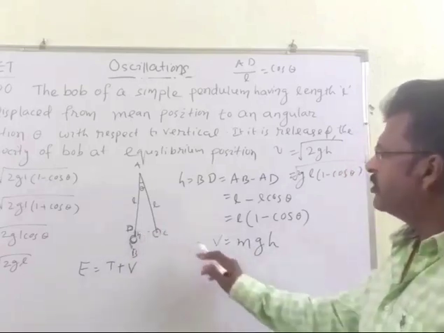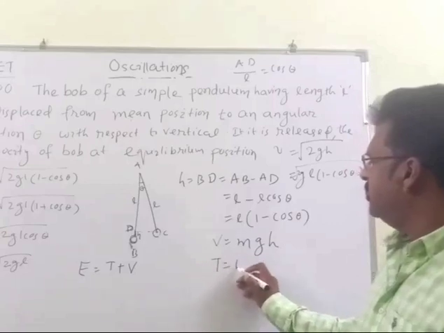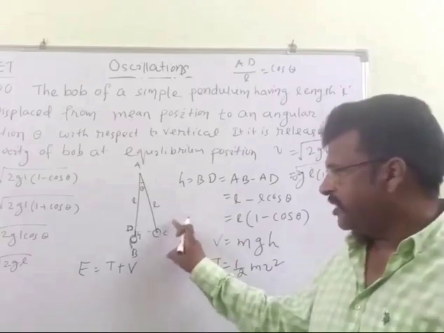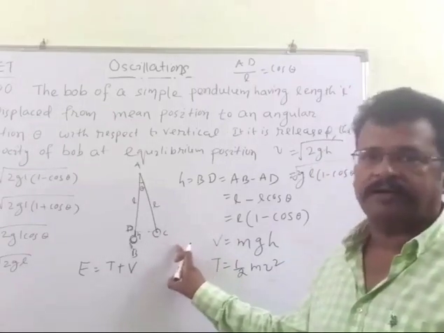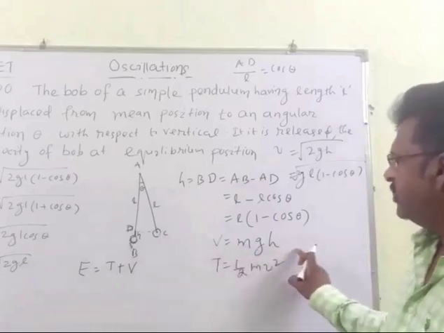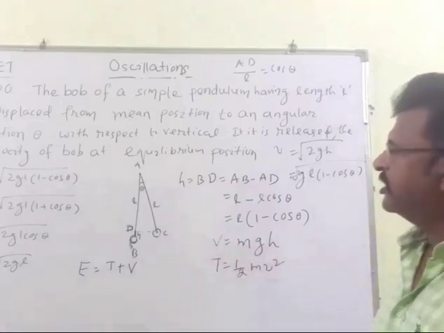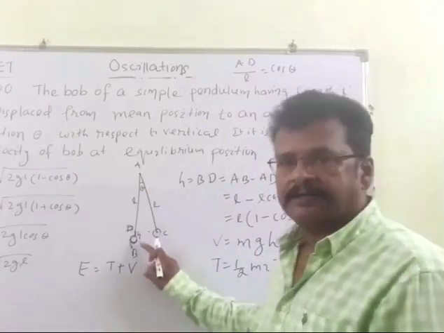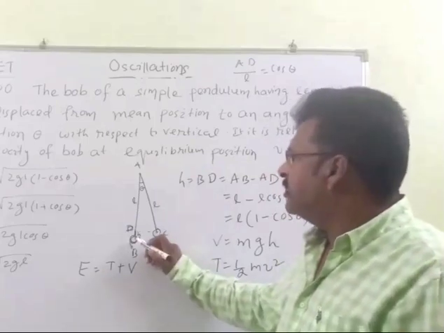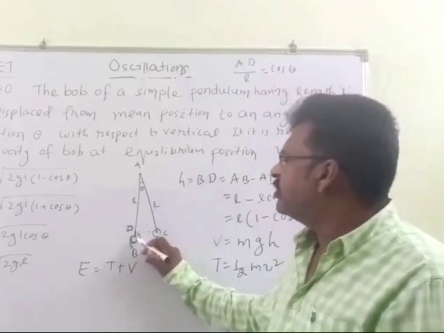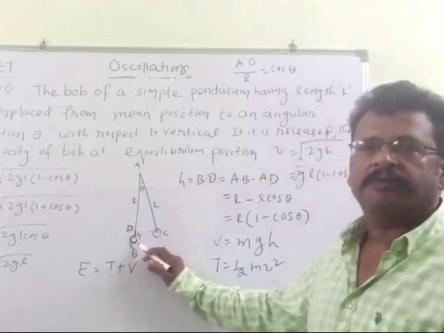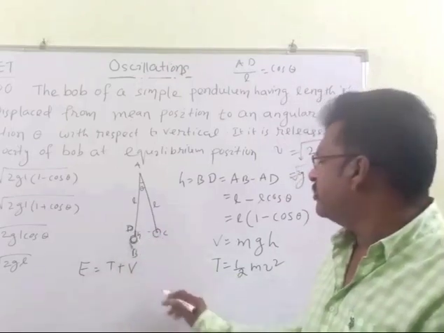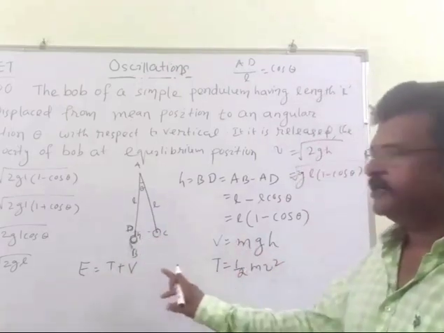Okay, students. And because v is 0 here, what is the kinetic energy? K is equal to half mv squared, and because v is 0, the kinetic energy here is 0, and so the total mechanical energy is K plus V, that is only mgh. And at this point B, what happens? The reverse thing happens. Here the velocity is maximum, and the height is 0, because this is the point of reference, the mean position. So the potential energy is 0, and the entire energy is kinetic.